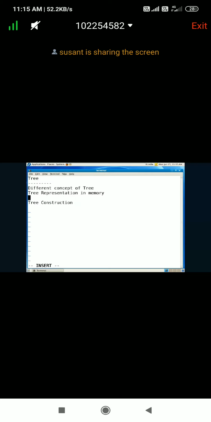Tree representation in memory using array, using linked list. Tree construction using heap, using BST. Tree traversal using DFS, using BFS.